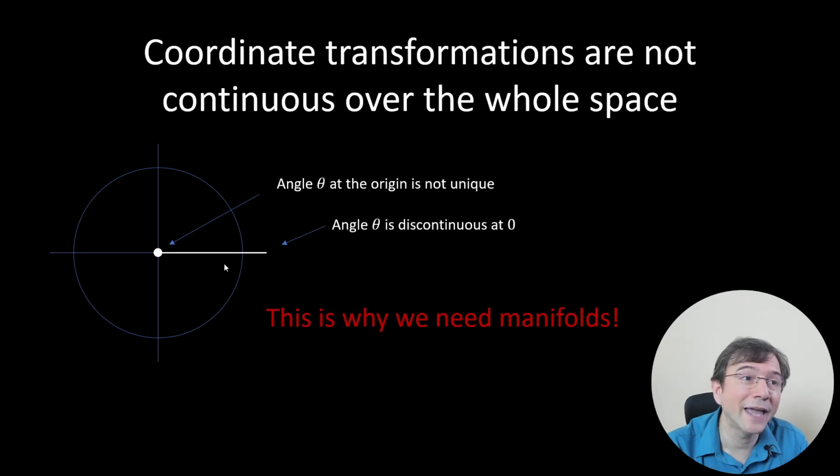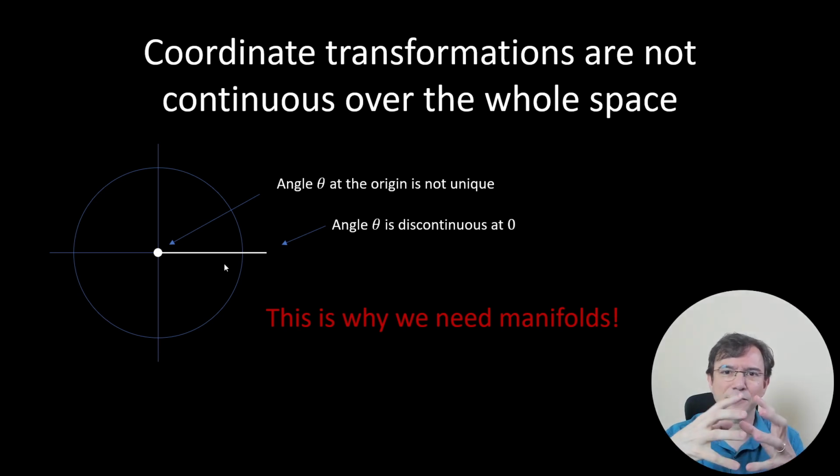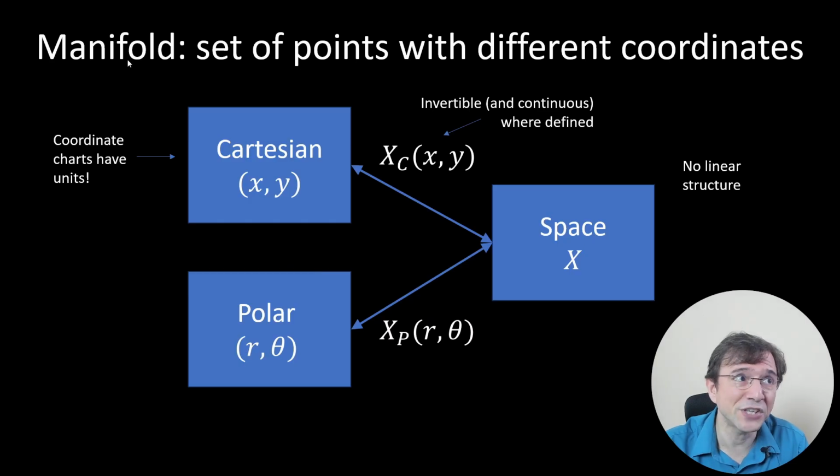And this is why we need manifolds. So people typically are told that we need manifolds to study spheres. No, it's not because of spheres, it's because of coordinate transformation. So you have a set of points and different sets of coordinates, and you need to go from one to the other. And sometimes you can't always go from one to the other, but at least when there is an intersection of the two coordinates, then in that region you need to be continuous and you need to be able to go back and forth. So this is why we have manifolds.